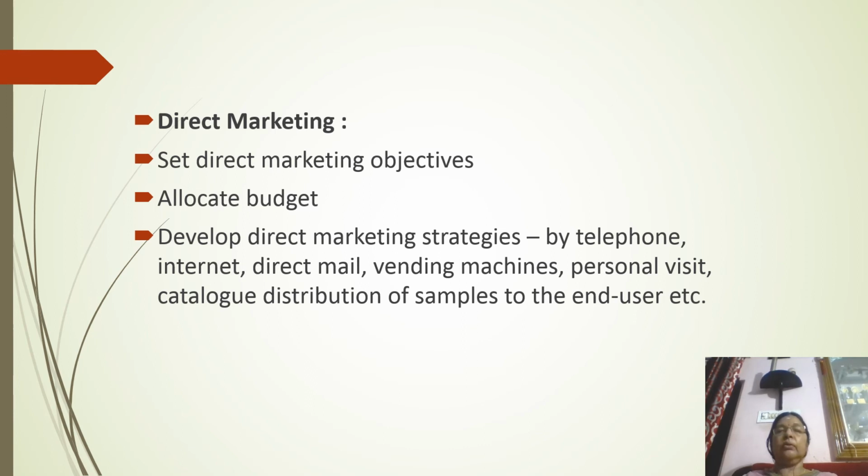Vending machines are also used to promote food products. The digital media, that is the internet, is now used widely by companies as their direct marketing promotional tool to promote their products and services. If it is consumer durable products, then usually it is through personal visit or direct mail. These promotions are done by the company.